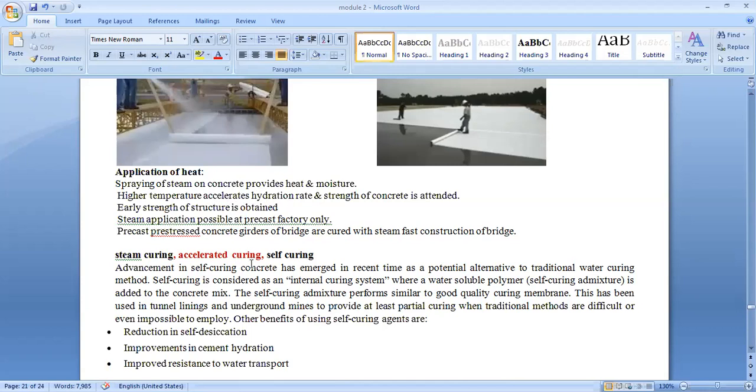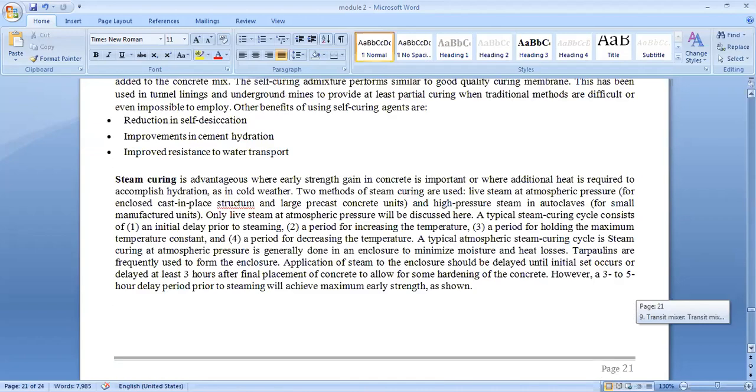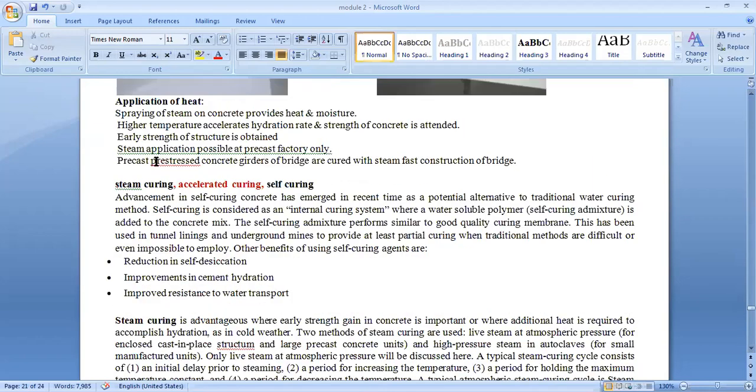Precast pre-stressed concrete girders of bridges are cured with steam for fast construction of bridges. For example, here it is steam curing or exhaust curing. Steam curing is nothing but curing these concretes in steam or heat. We are going to produce the heat, and in that heat we are going to cure this concrete. This will be applicable only to precast pre-stressed concrete girders of bridges. In this case, we go for steam curing.